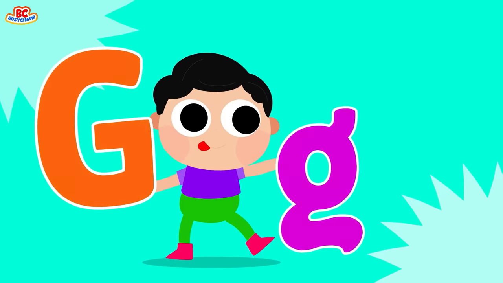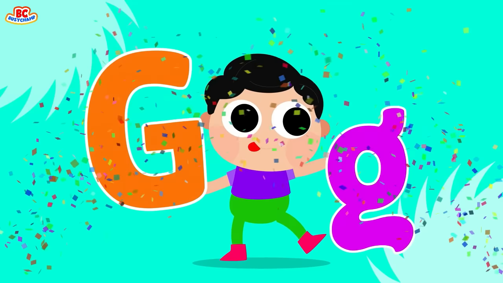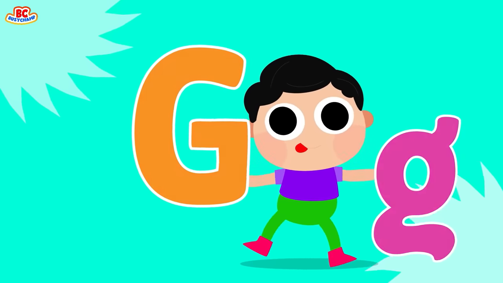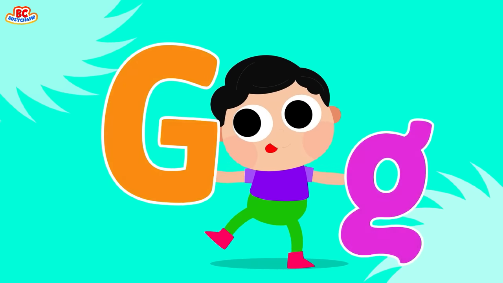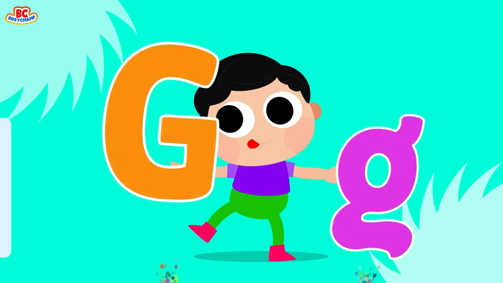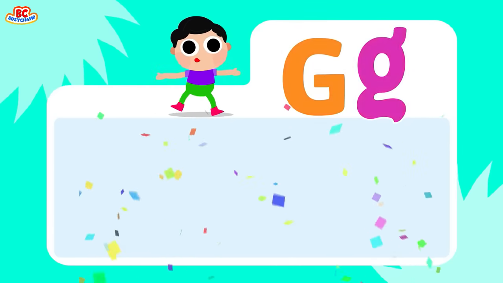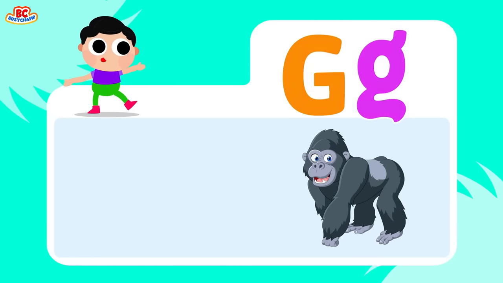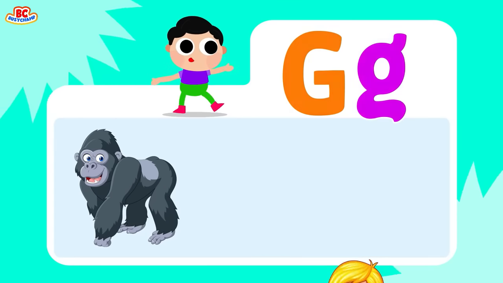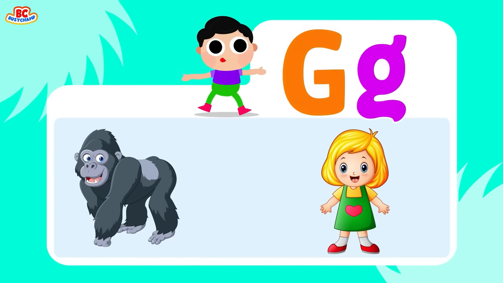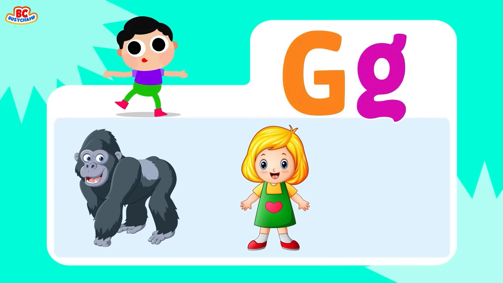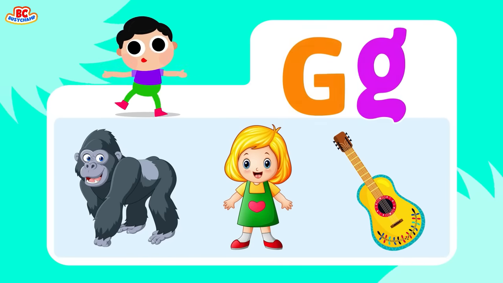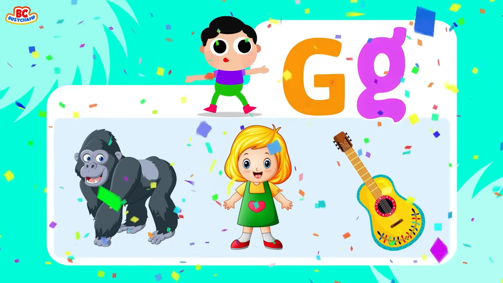Which alphabet can you see in my hands? I have the letter G in my right hand and its sound G in my left hand. And there are so many words that begin with letter G. G called gorilla. G, G, gorilla. G called girl. G, G, girl. G called guitar. G, G, guitar.